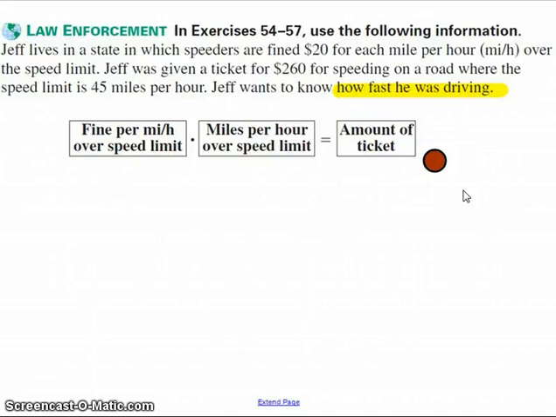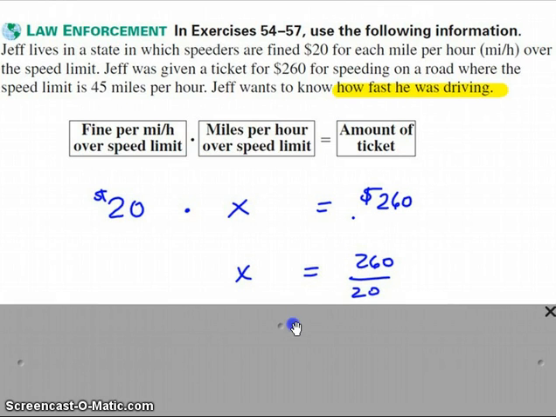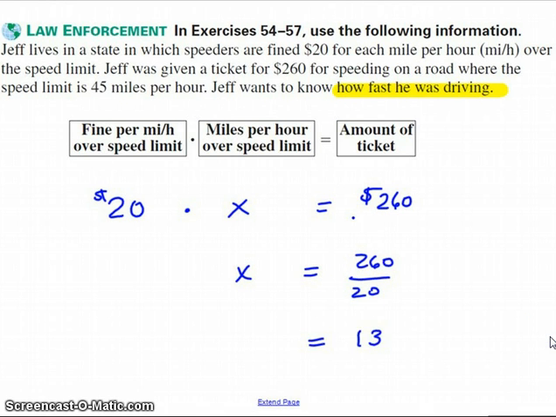Okay, I'm going to assume that you did that. Here's how I set it up. $20, that's the fine for every mile an hour over the speed limit. X, I don't know what the miles over the speed limit is, so I had to put in someplace, I picked the letter X. But I do know the amount of the ticket, that's $260. So now I just need to solve for X. I divide by 20, and X is going to turn out to be 13.